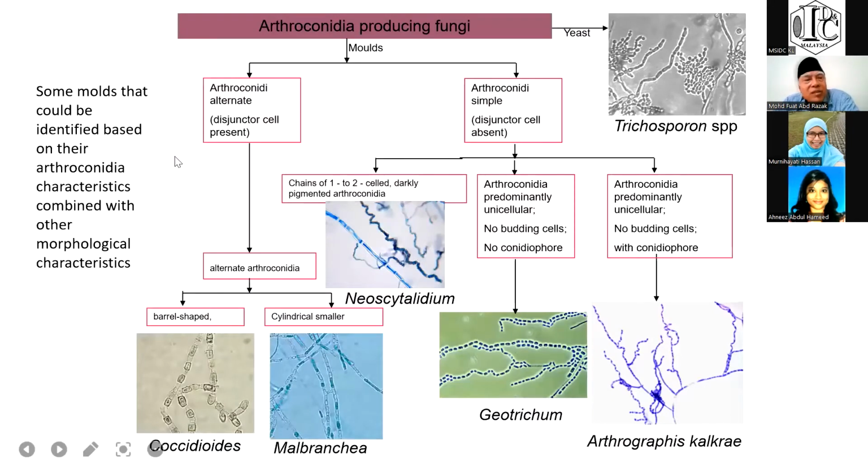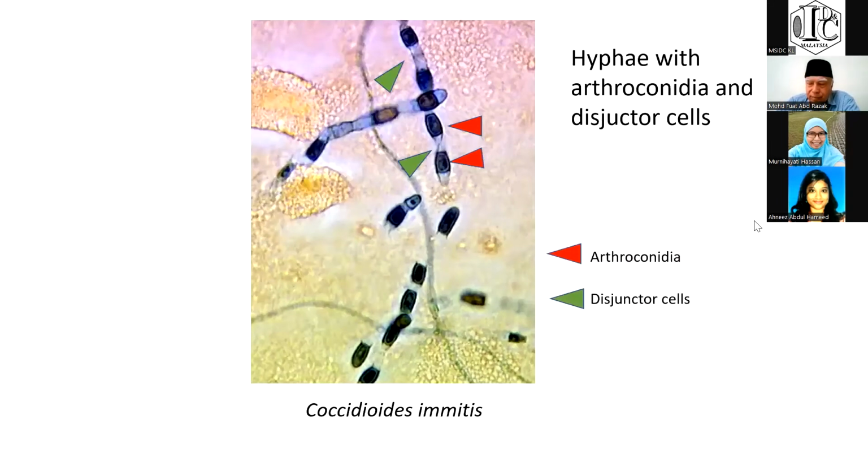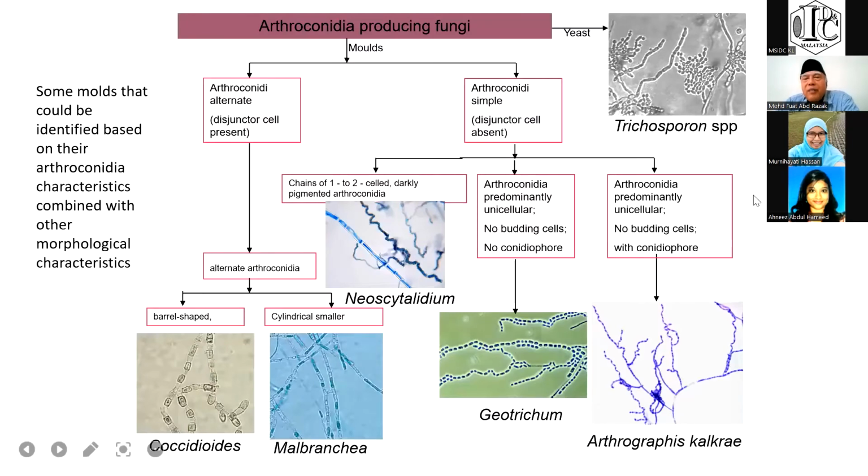But some moulds could be identified based on their arthroconidia characteristics, usually combined with other morphological characters. I have discussed Coccidioides and Malbranchea. This Neoscytalidium, we can identify Neoscytalidium based on its arthroconidia. This Neoscytalidium is a significant fungus causing nail infection. It's a non-dermatophyte fungus causing nail infection. Maybe we can identify Trichosporon also by its arthroconidia. So these are a very few fungi that we identify based on their arthroconidia.